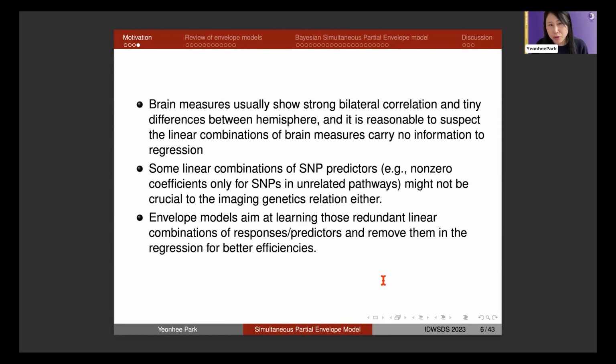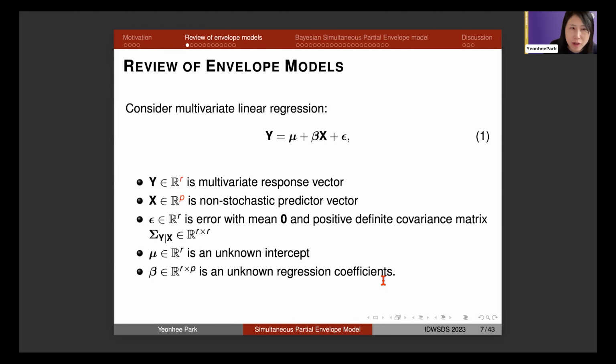Brain measures usually show strong bilateral correlation and tiny differences between hemispheres, so it is reasonable to suspect some linear combinations of brain measures carry no information to the regression. Also, some linear combinations of SNPs might not be crucial to the imaging genetics relation either. So envelope models aiming at learning those redundant linear combinations of responses or predictors will be helpful to remove them in the regression for better estimation efficiency and prediction. So let me review the envelope models.